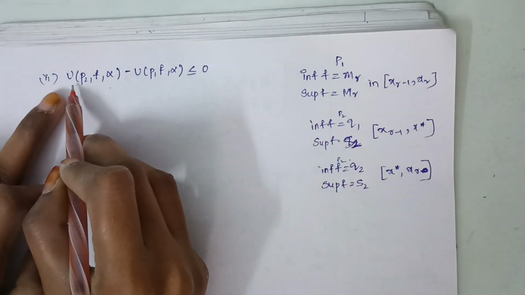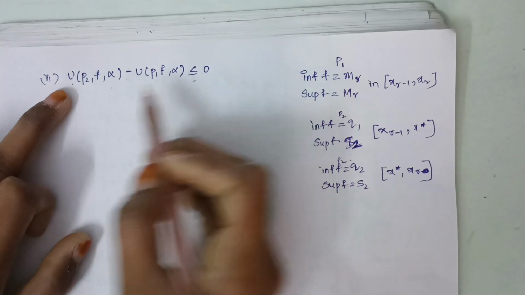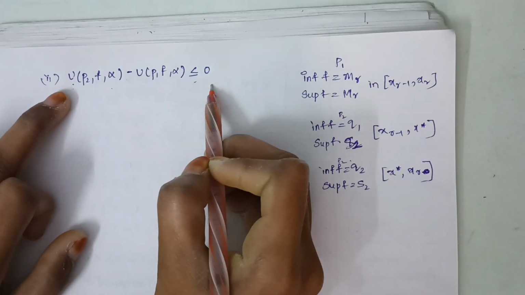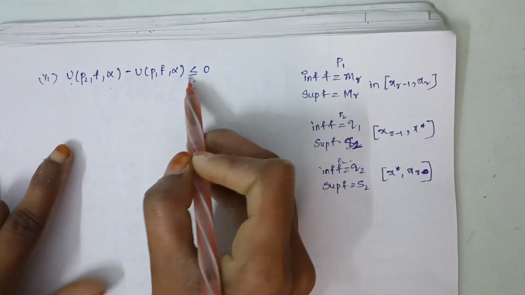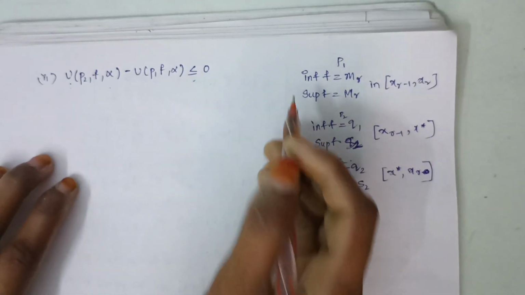In the lower RS sum, it is greater than or equal to 0. But here it is less than or equal to 0. Please take care of these symbols. Okay? Greater than, less than.